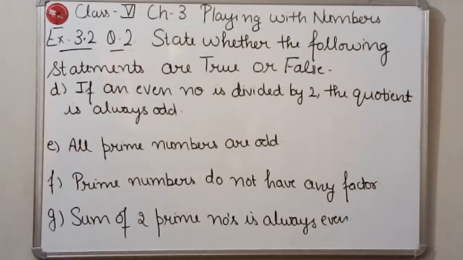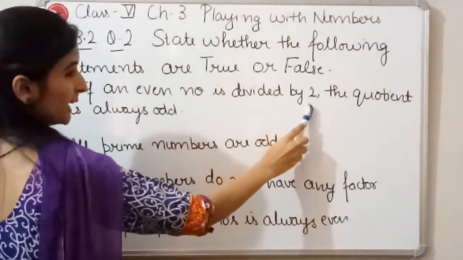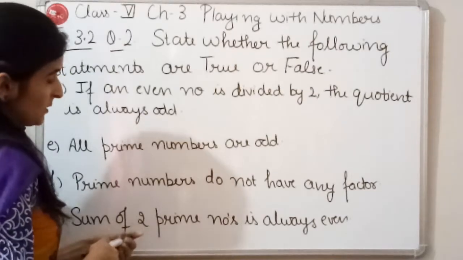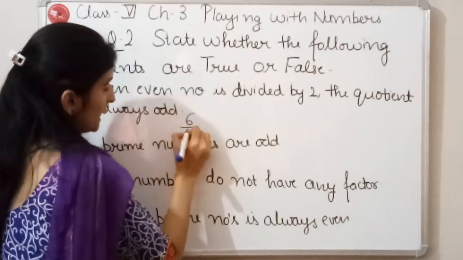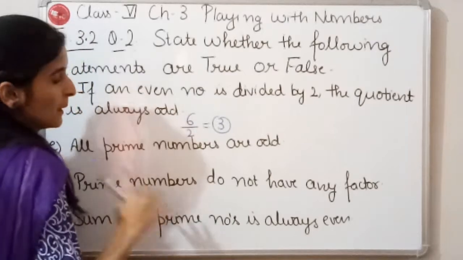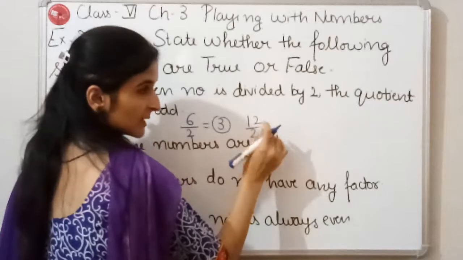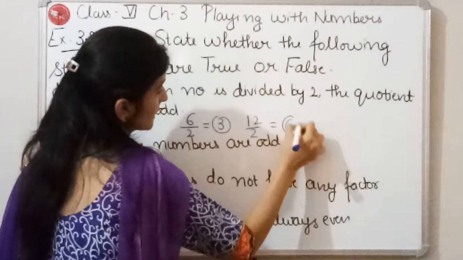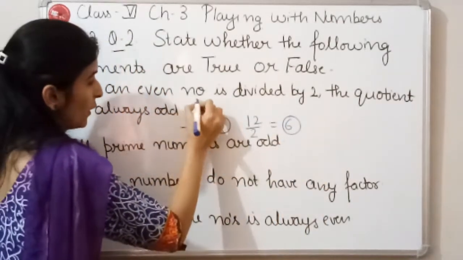Now the next part of question number 2 is, if an even number is divided by 2, the quotient is always odd. So let us check with an example. Suppose I am taking 6. 6 divided by 2 is 3. 3 is an odd number. But when we divide 12 by 2, 12 is an even number, we are going to get 6, which is an even number. So it means this statement is false.